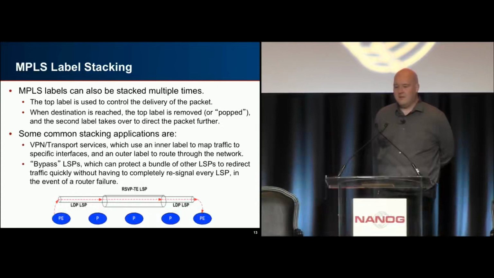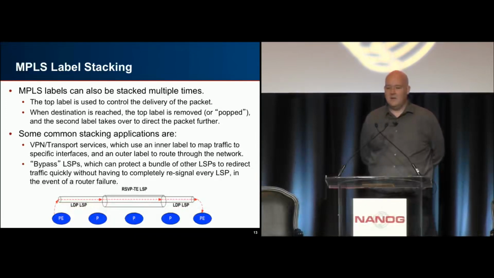Here's an example of an LDP LSP that might be transporting an MPLS VPN service between these two endpoints, and it's actually in the core getting put into another LSP, which is being used to do traffic engineering. It's entirely possible to do that, and in fact, there's a lot more things you can put on top of it. Some of those are bypass LSPs, and I'll talk more about how that works later, but you can use an LSP to protect a path. You can use it to help restore, help provide some of the resiliency features to your network.